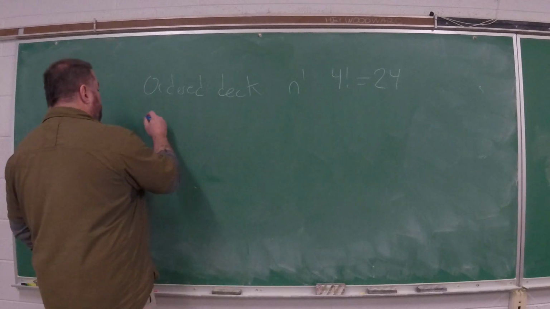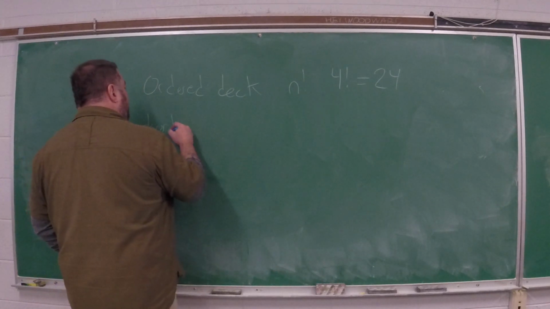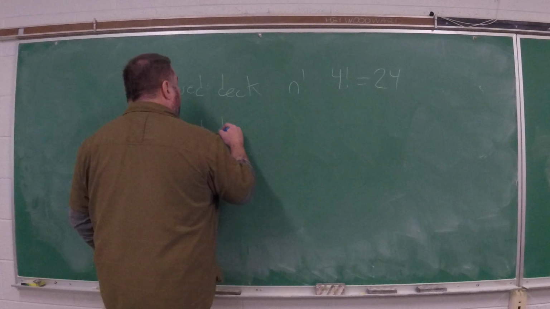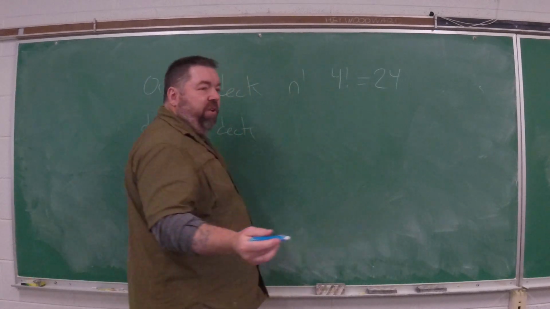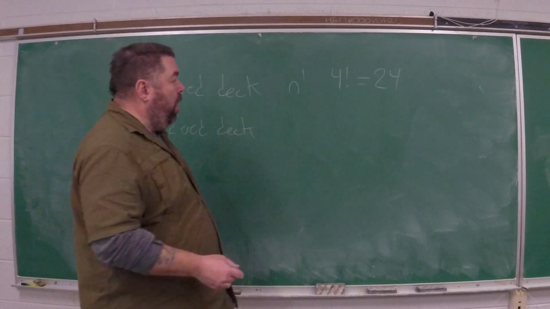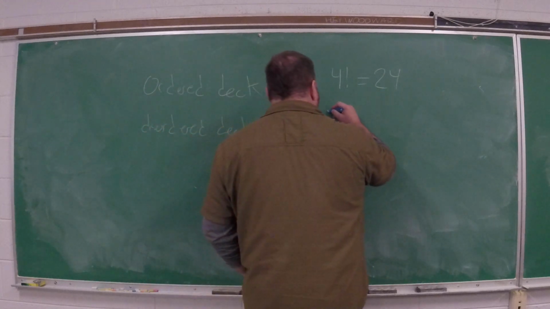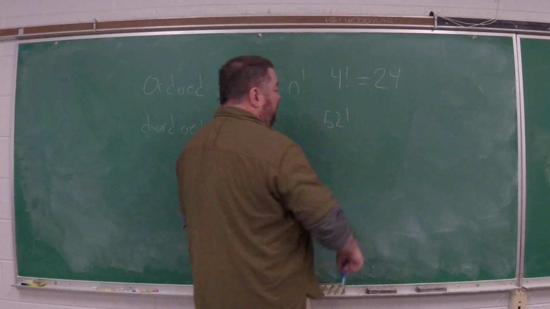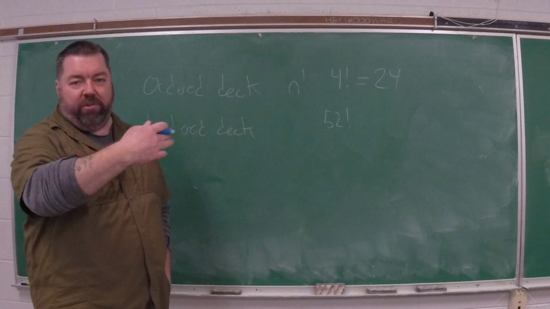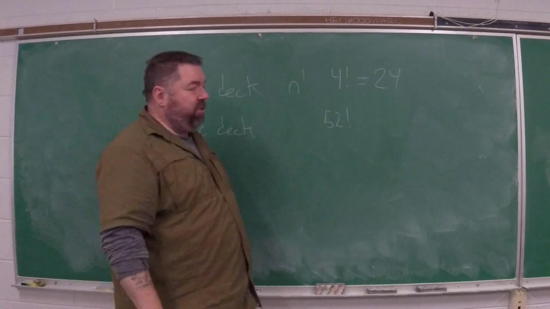Now, if you're going to disorder your deck, okay, you have 52 cards. You're mixing them all up now. Again, you're going to have n permutations. You're going to have 52 factorial. That's a factorial, sorry. N factorial is what that is.